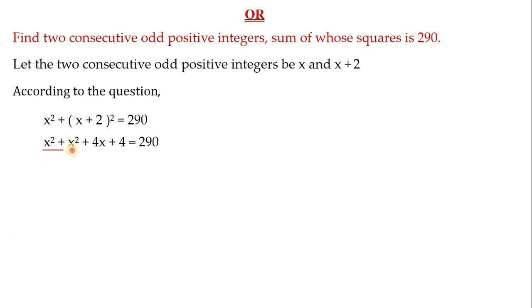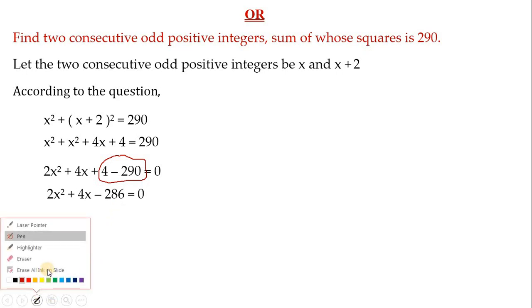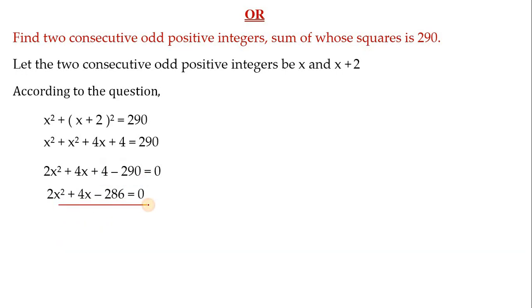And here add these two, x square plus x square is 2x square, 4x plus 4 will be as it is. This 290 you transfer this side, it becomes minus 290 which equals to 0. Now let us subtract these two remaining terms as it is, children. So minus 290 plus 4 is minus 286. Now it is in standard form of quadratic equation.